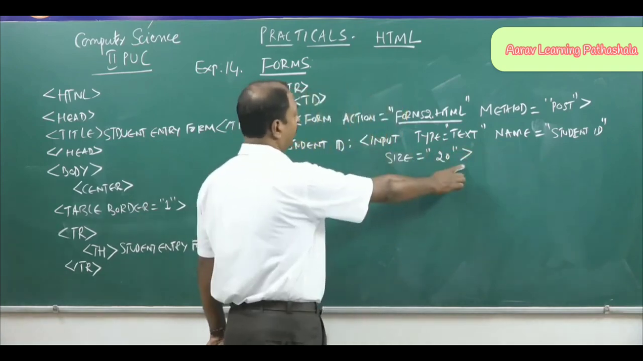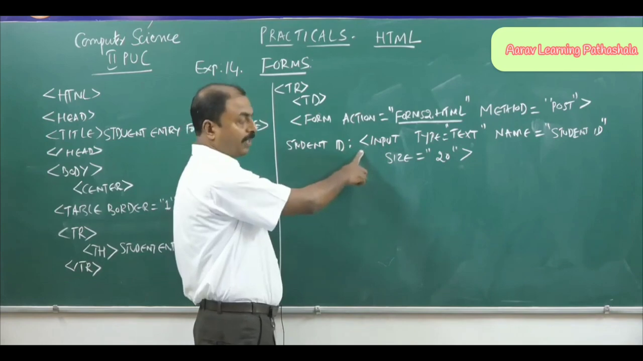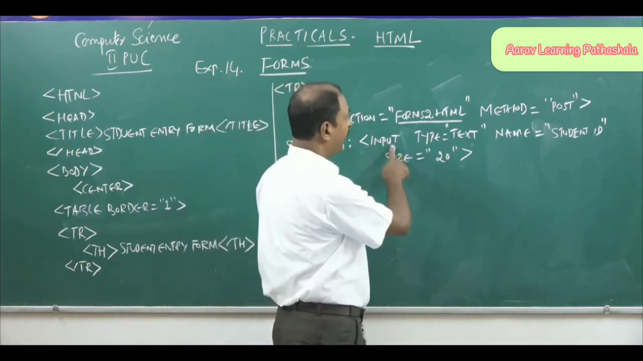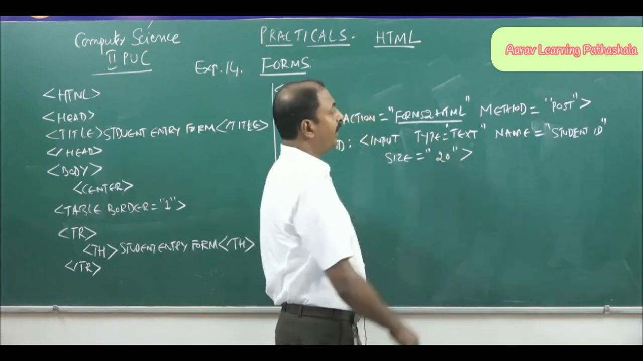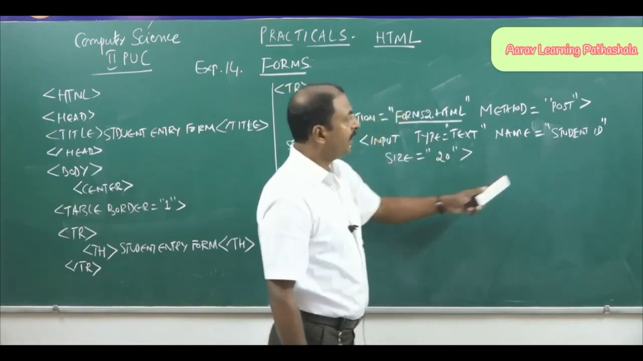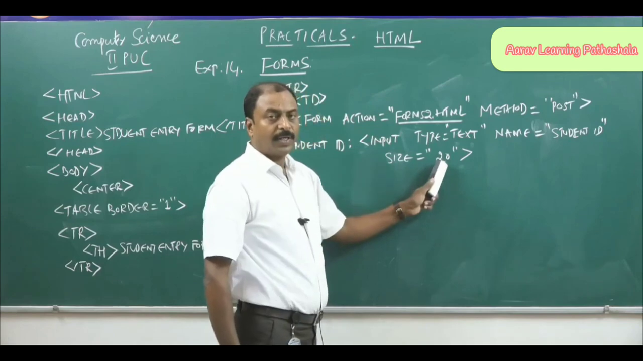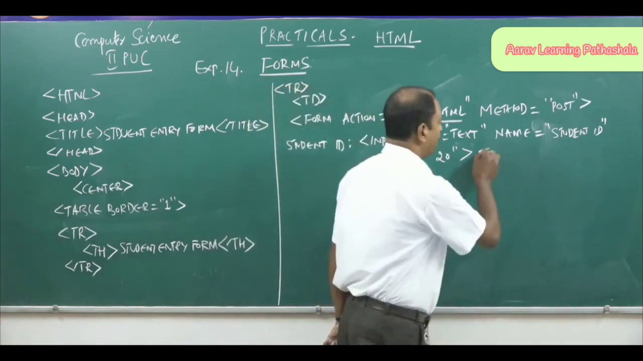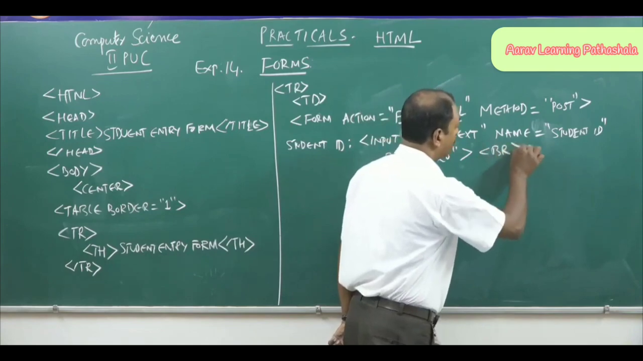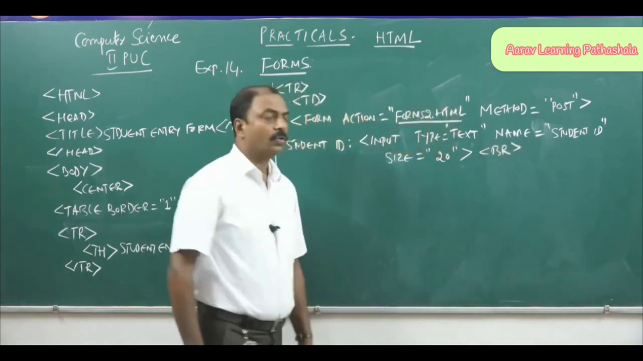This student ID is one element. It is an input tag, and the type of the input is text. It is a text field, and we are using the name as student ID, and size is 20. 20 stands for it accepts 20 characters. Then after this we can make use of the BR tag, so the control goes to the next line.